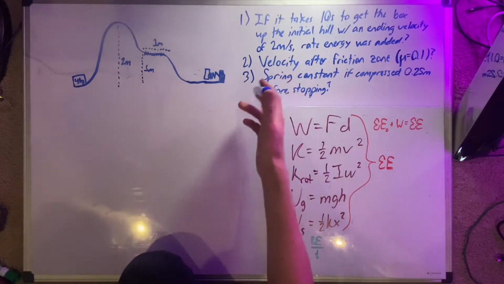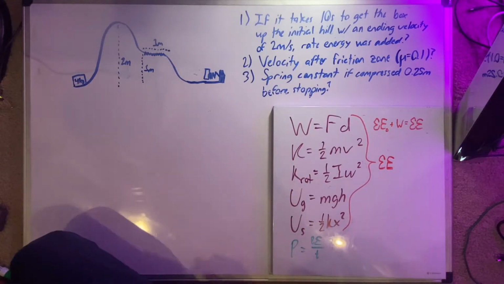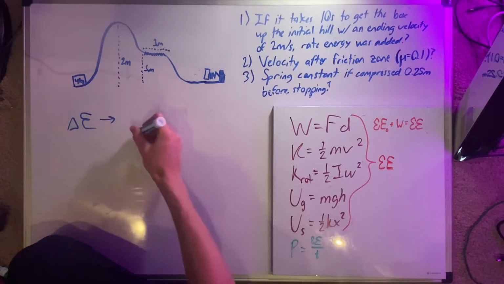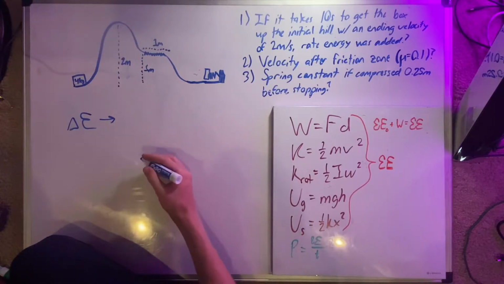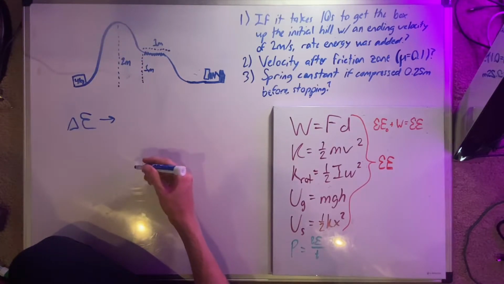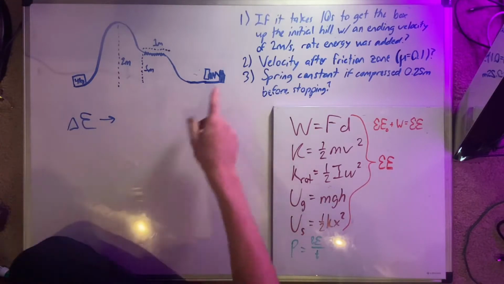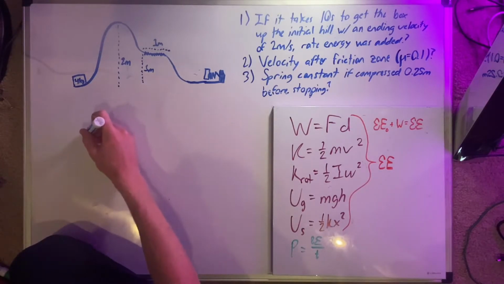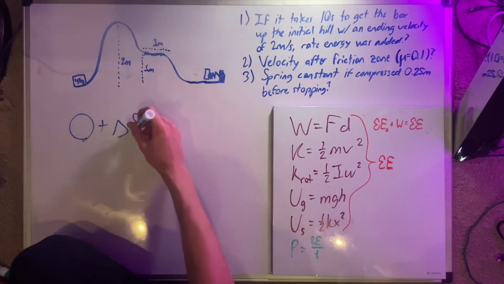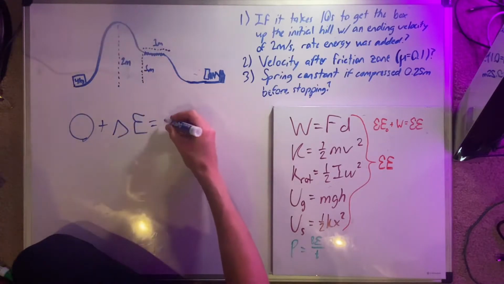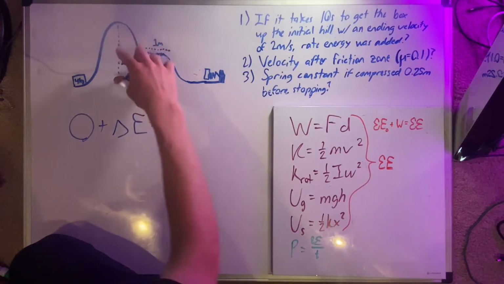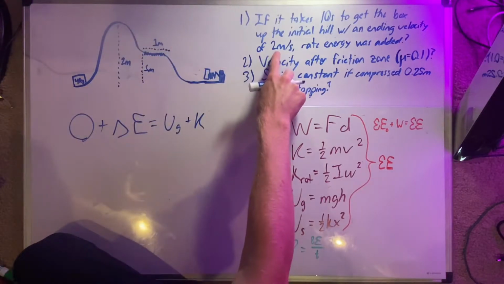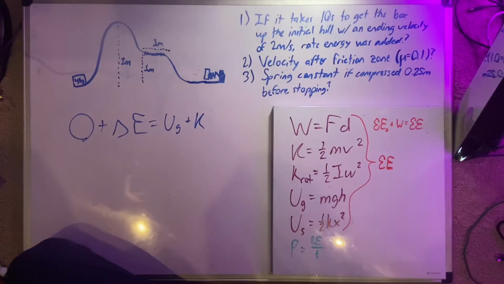Now, of course, we assume that this box is at rest at the beginning. So we're going to have some change in energy that leads to it being at the top of this ledge and moving at 2 meters per second. So if we have a change in energy, it starts at zero. Zero plus change in energy is going to be equal to our final gravitational potential energy because we have a height involved, and our kinetic energy because we have our motion. It says 2 meters per second ending.